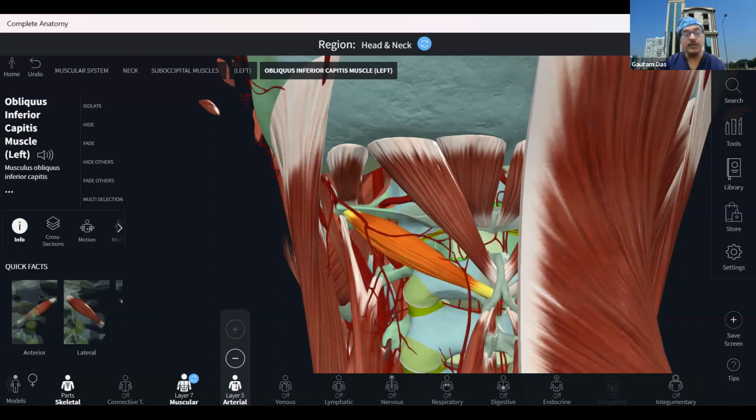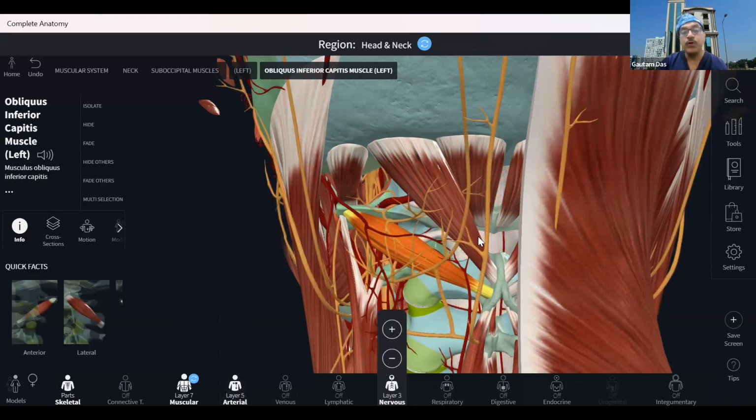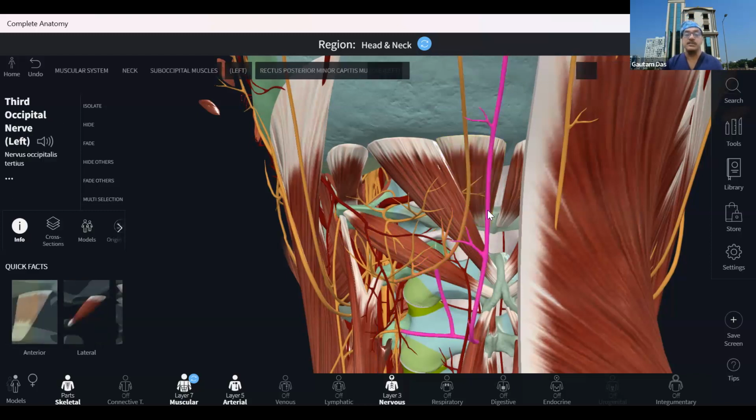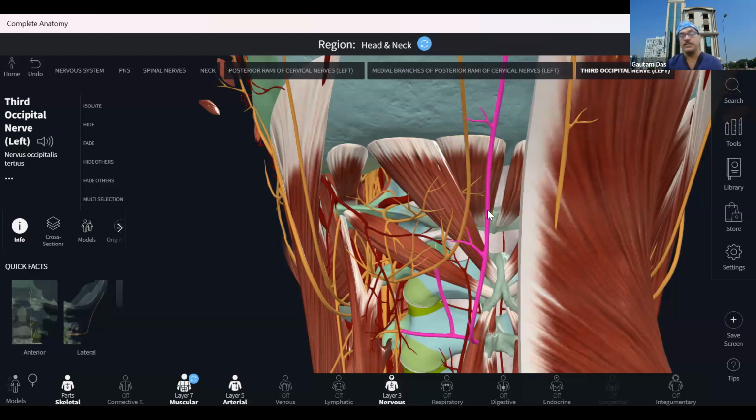So two important nerves will be coming here. One is the greater occipital, another is your third occipital. So greater occipital root value is what? It is the continuation of the dorsal rami of the C2. And the third occipital is the continuation of the dorsal rami of the C3. So C2 and C3, and they lie over this inferior oblique muscle.